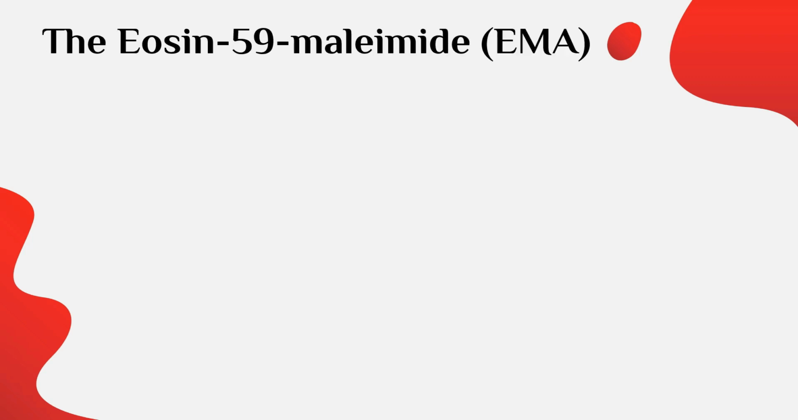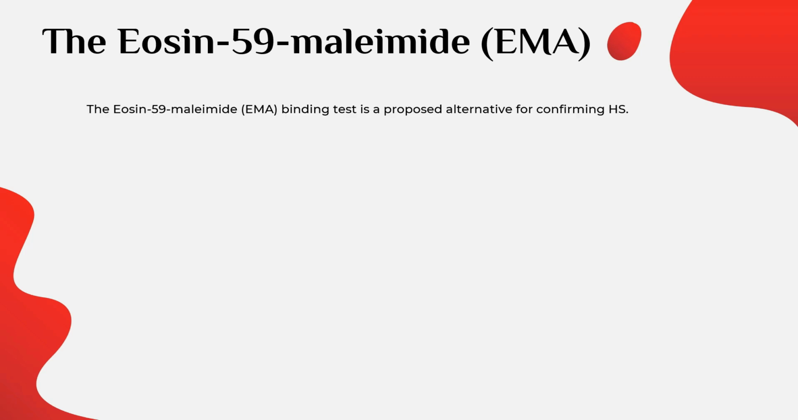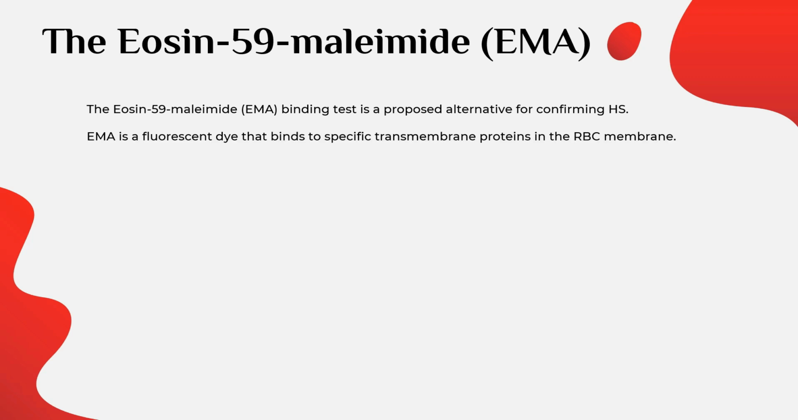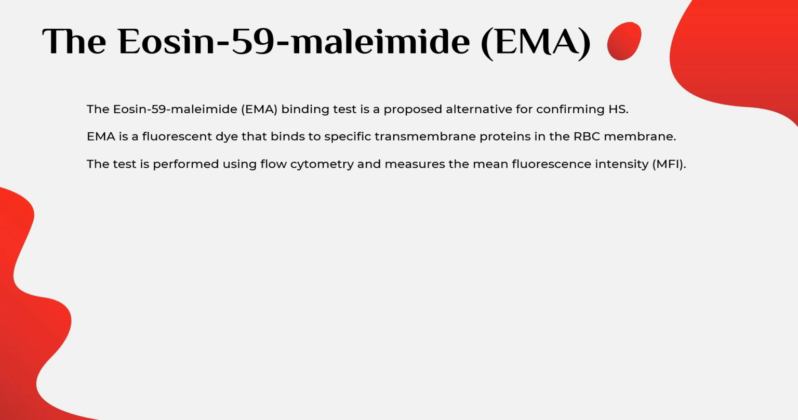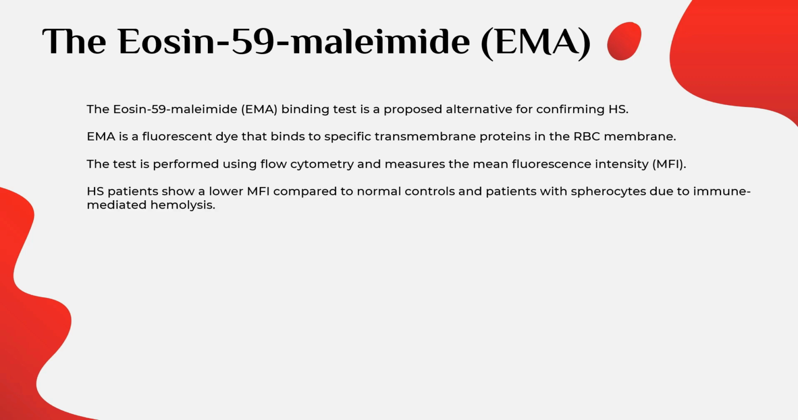The eosin-5'-maleimide (EMA) binding test. The eosin-5'-maleimide binding test is a proposed alternative for confirming hereditary spherocytosis. EMA is a fluorescent dye that binds to specific transmembrane proteins in the RBC membrane. The test is performed using flow cytometry and measures the mean fluorescence intensity (MFI). HS patients show a lower MFI compared to normal controls and to patients with spherocytes due to immune-mediated hemolysis.